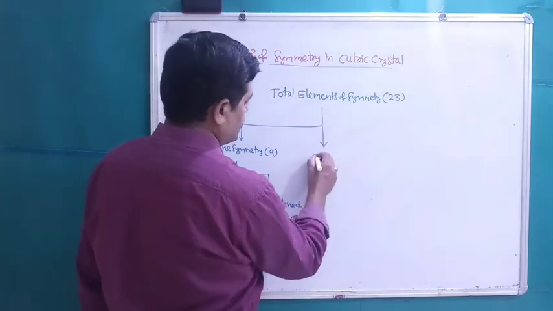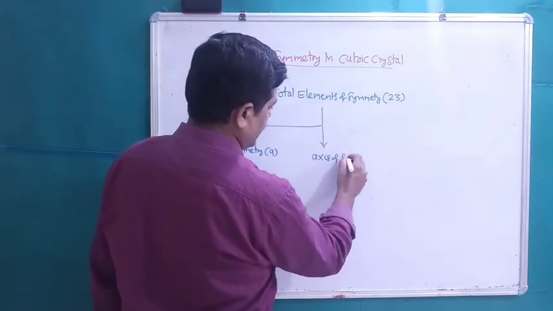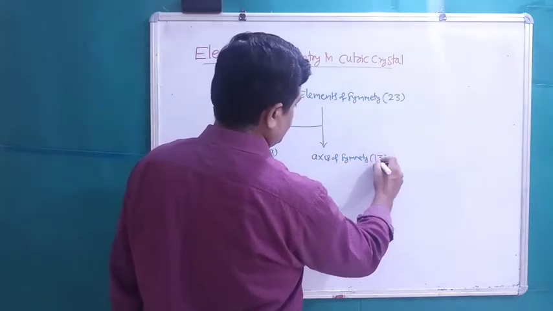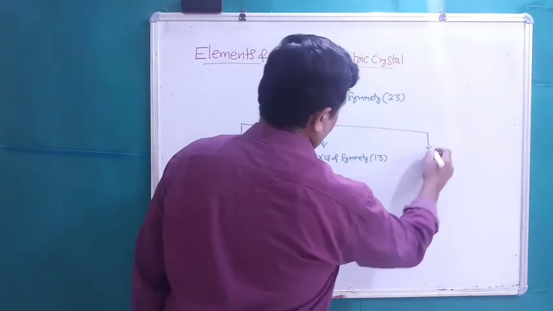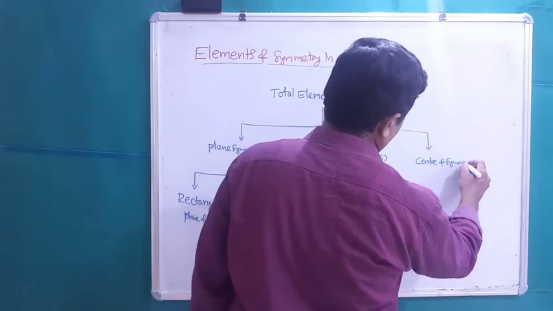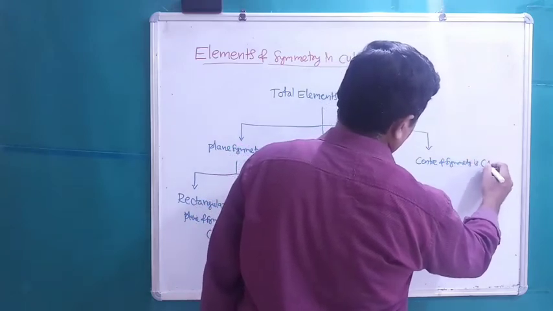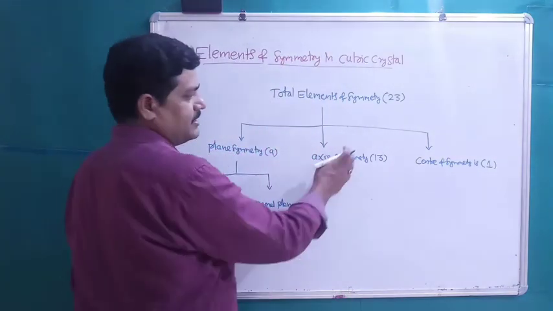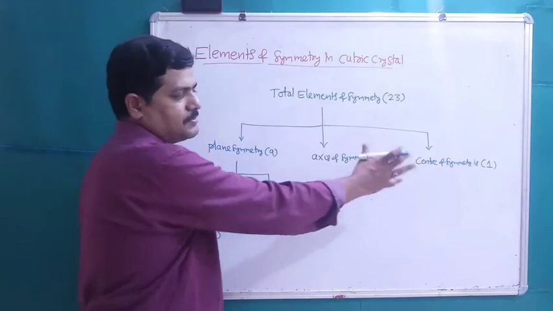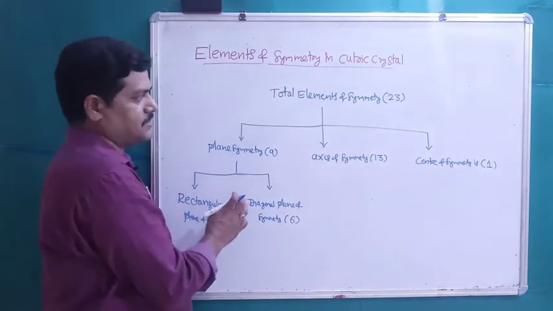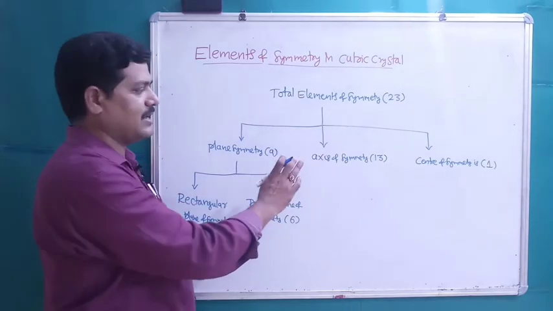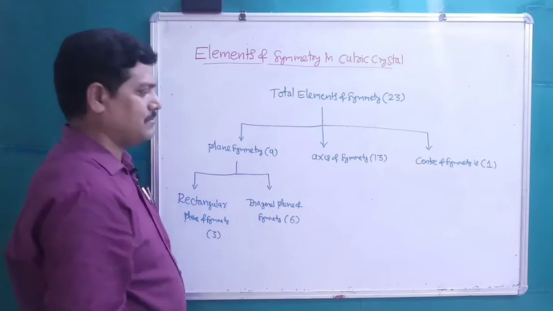And axis of symmetry, total axis of symmetry in the cubic crystal is 13, and center of symmetry is 1. Axis of symmetry 13, plane of symmetry 9, and center of symmetry is 1. Total elements of symmetry in a cubic crystal, 9 plus 13 plus 1, we are getting 23 elements of symmetry.